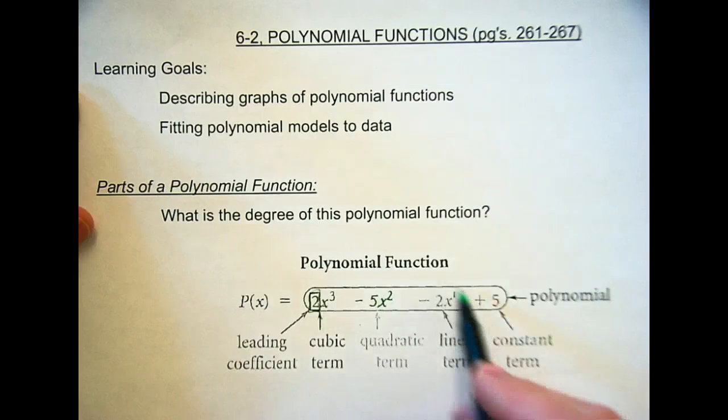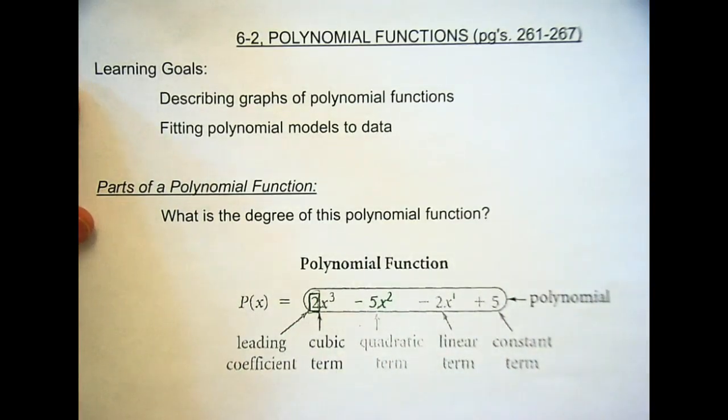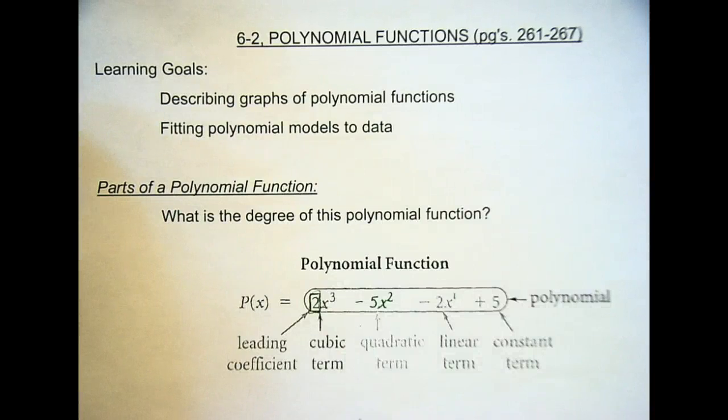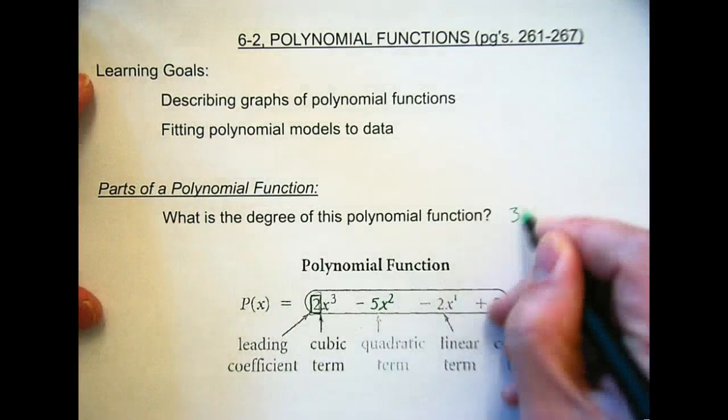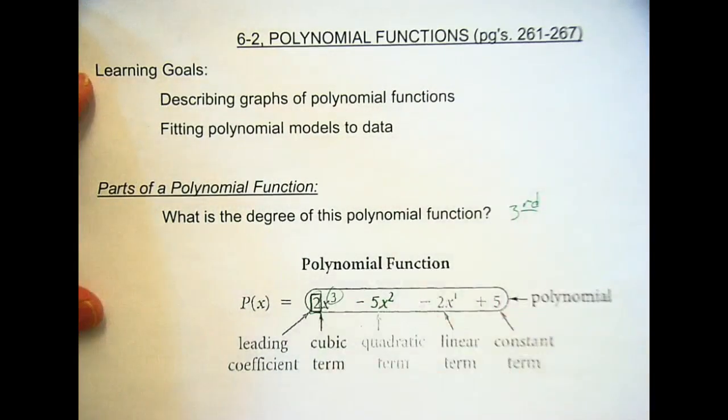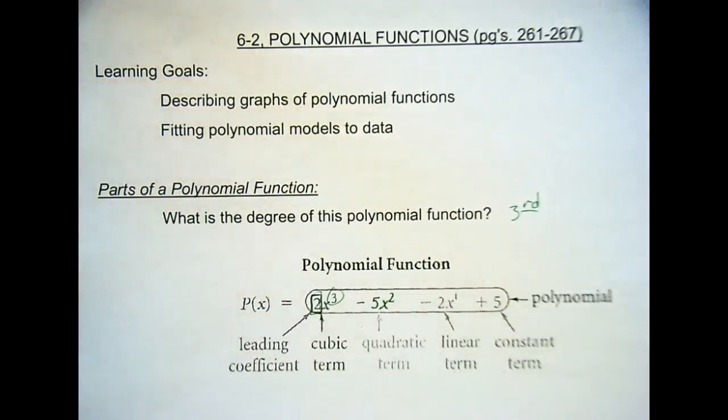Okay, this whole thing here is called a polynomial. We classify polynomials based upon their degree, their highest degree. So what degree is this polynomial? Third degree. This is the third degree because the highest degree is 3. Okay. Questions?